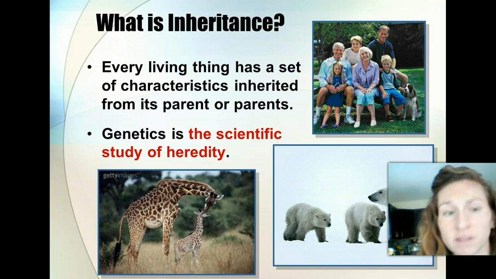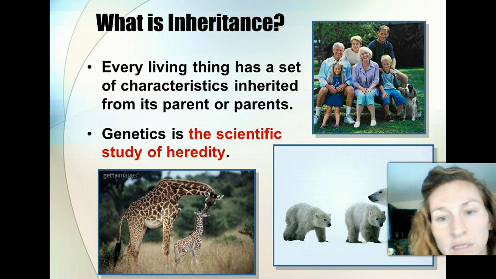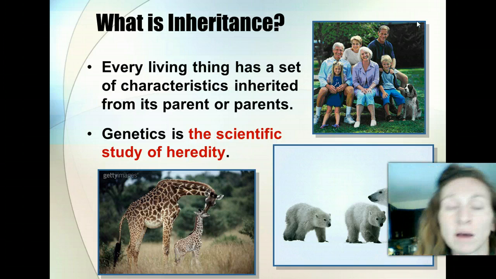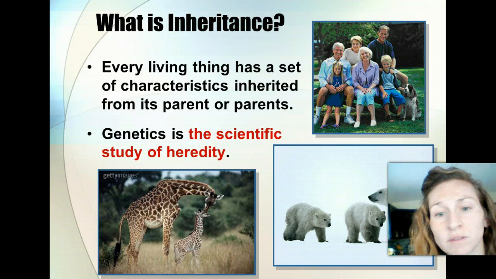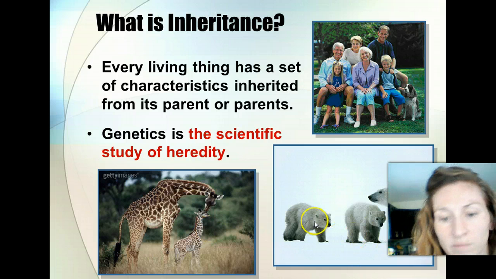What is inheritance? Number one. Every living thing has a set of characteristics inherited from its parent or parents. And we call genetics the scientific study of heredity, or of this inheritance. And as you see in the pictures, you have a family up here in the right-hand corner. They all share some physical characteristics that make them look a lot alike. Same thing with the polar bears and the giraffes. You can obviously tell that this is a baby giraffe and that you have baby polar bears. They look exactly like their parents.